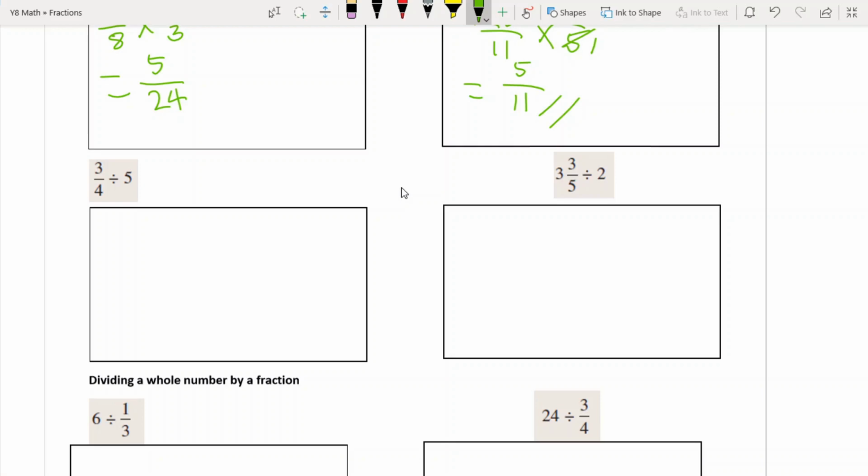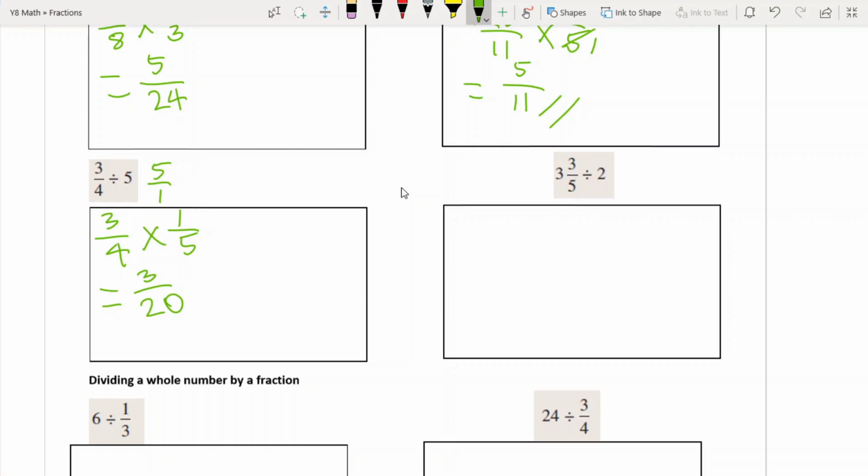Alright, now I'll go through these with you. The 3 over 5, once again, that was a fraction for 5 as a whole number. So the reciprocal is 1 over 5. Is there anything we can simplify? I can't see anything, so I'll just move straight on. 3 times 1 gives us 3, and 4 times 5 gives us 20, so that will be our final answer.